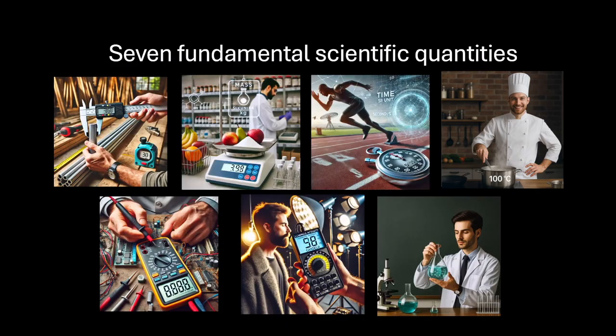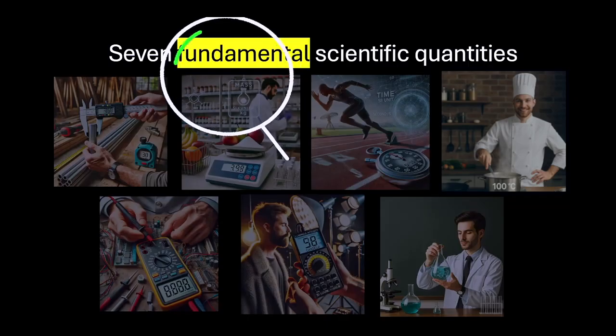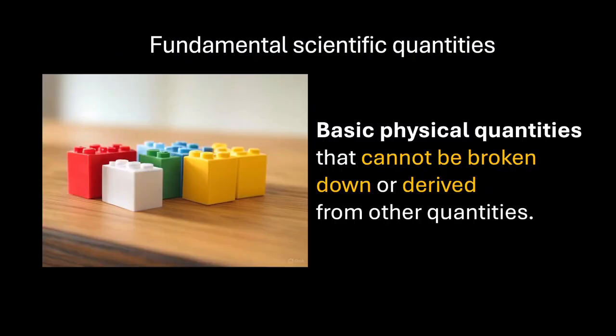Now, before we get into the units of these fundamental quantities, let's understand the term fundamental. What are the fundamental scientific quantities? Well, the basic physical quantities that cannot be broken down or derived from other quantities are fundamental scientific quantities. You may imagine fundamental scientific quantities as individual Lego pieces. Just like you can snap 2 Lego pieces together, derived units are formed by combining 2 or more fundamental units. So all other quantities in science like speed, force, energy, pressure are derived by combining these fundamental quantities.